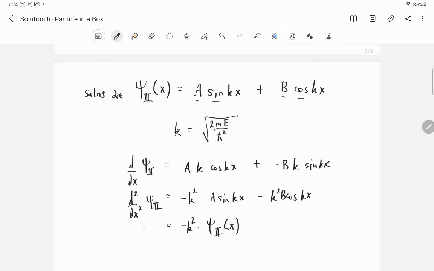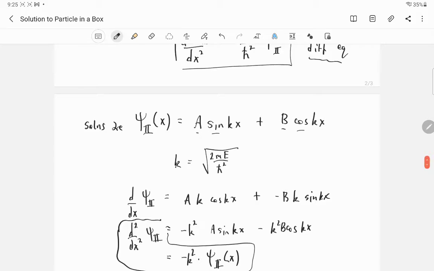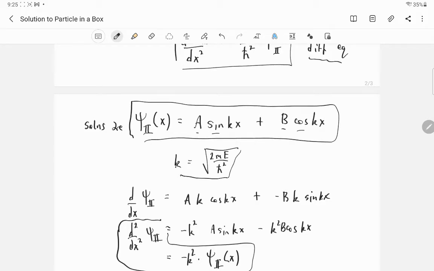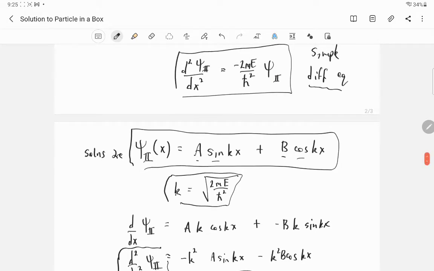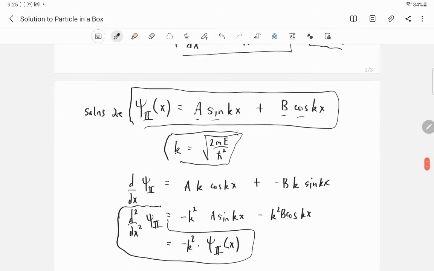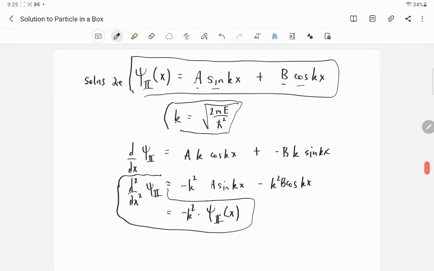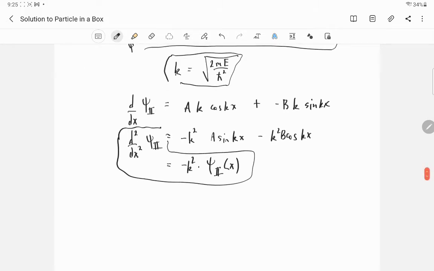So what I just showed you is, in fact, a solution, where this is the value of k, right? It just stuck out negative k squared psi sub 2, right? So that means that this is an answer. This is our answer.